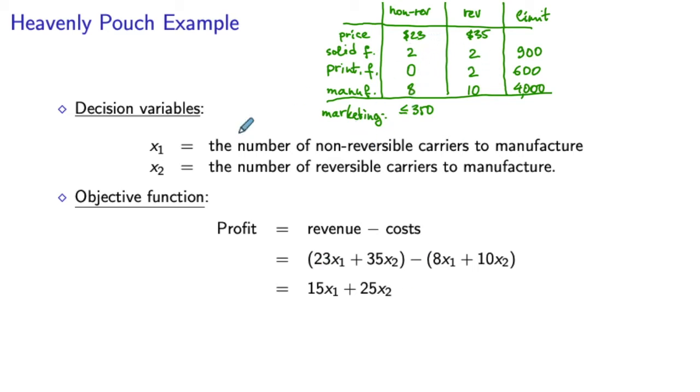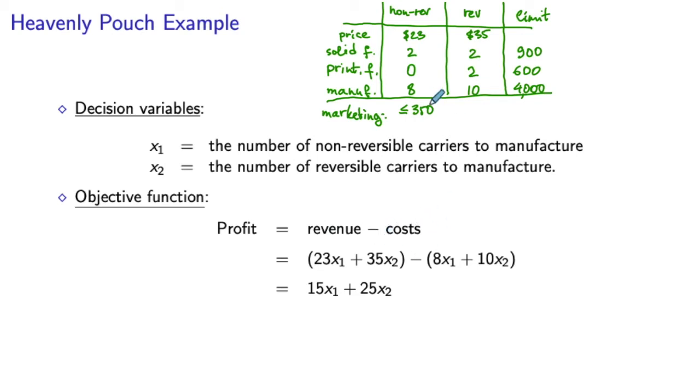Since the contribution of each non-reversible carrier to the revenue is $23 and we produce x1 units of non-reversible carriers, the total contribution of non-reversible carriers to the revenue will be 23 times x1, and similarly we have 35 times x2 for the contribution of the reversible carriers. And then this summarizes our revenue, and we need to subtract the costs.